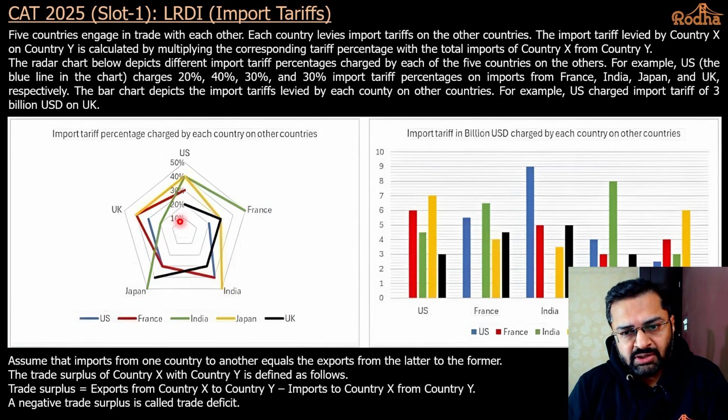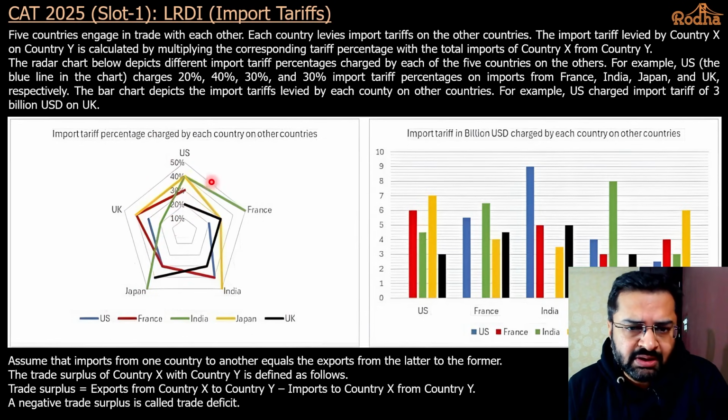In this radar chart, you can see this is 10%, 20%, 30, 40, 50. So here it will not be written everywhere, but this would be 10, this would be 20, then 30, then 40, then 50. If you go to this, then this would be 10, 20, 30, 40, 50. If you go to this one, 10, 20, 30, 40, 50, and likewise it continues. So you just have to read it very carefully.